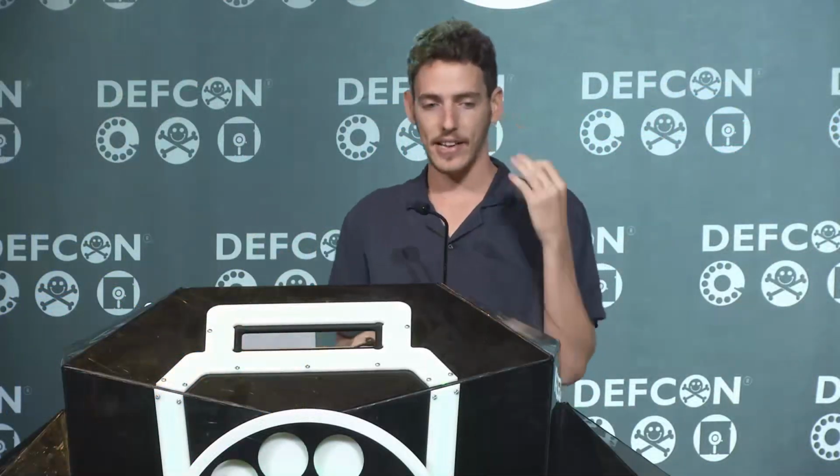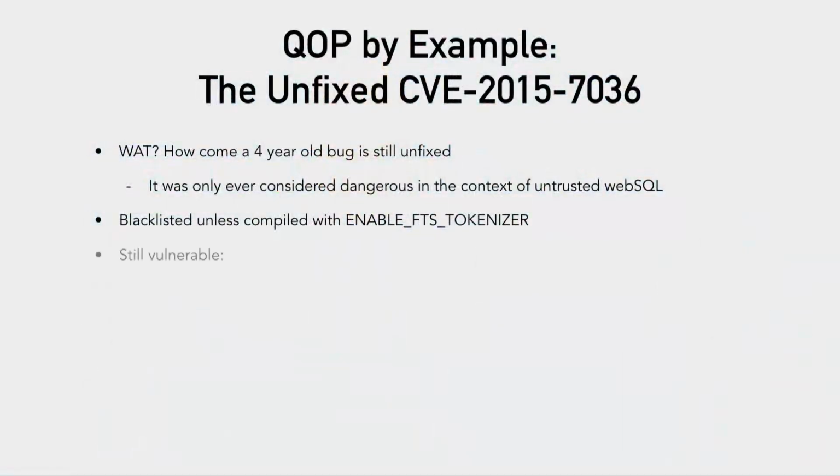But this is exactly our point. It was only considered vulnerable from the context of the untrusted web SQL. So it was mitigated accordingly. It's just not available in web SQL anymore. It is blacklisted, actually, unless you compile SQLite with a certain flag. But these platforms are still vulnerable. So we have PHP 5 and PHP 7 and iOS and macOS all still vulnerable to this CVE.